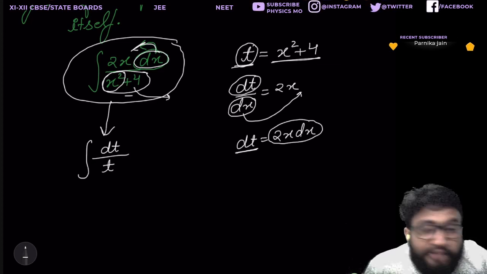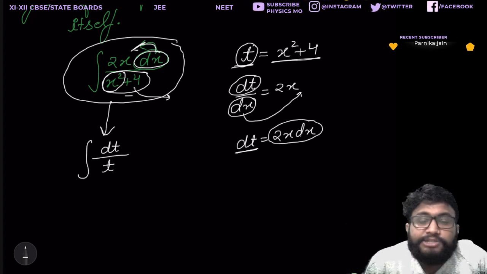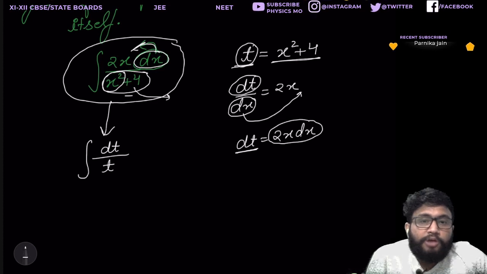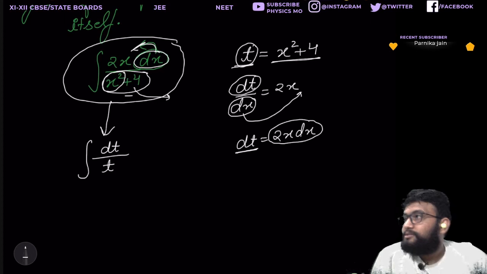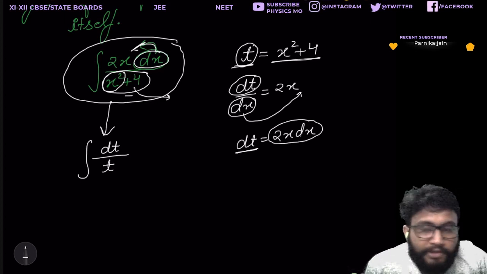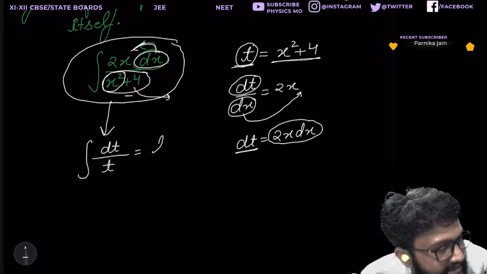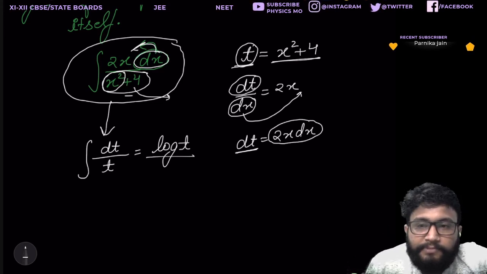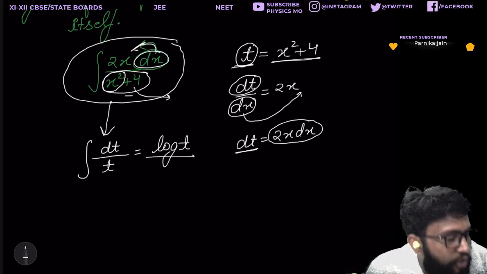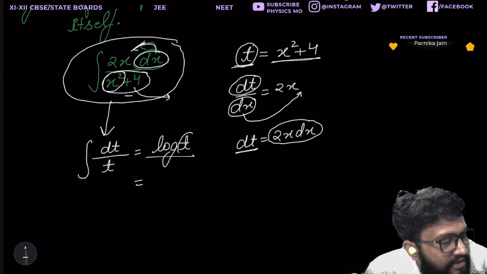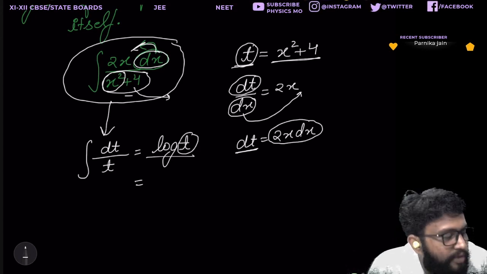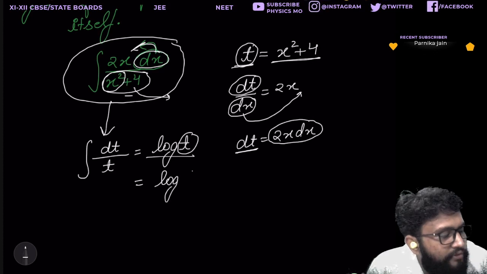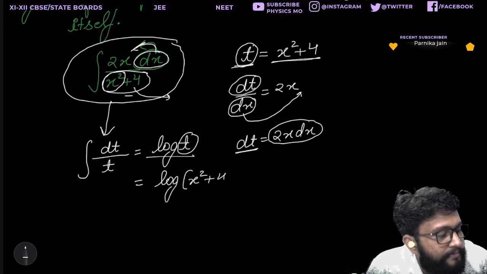So what we have done is we have replaced this whole function which was in terms of x, and now it is in terms of t. So this is simply integration which is log t. And at last we can also write this t in terms of x, which was earlier log of x square plus 4. This is your final answer.